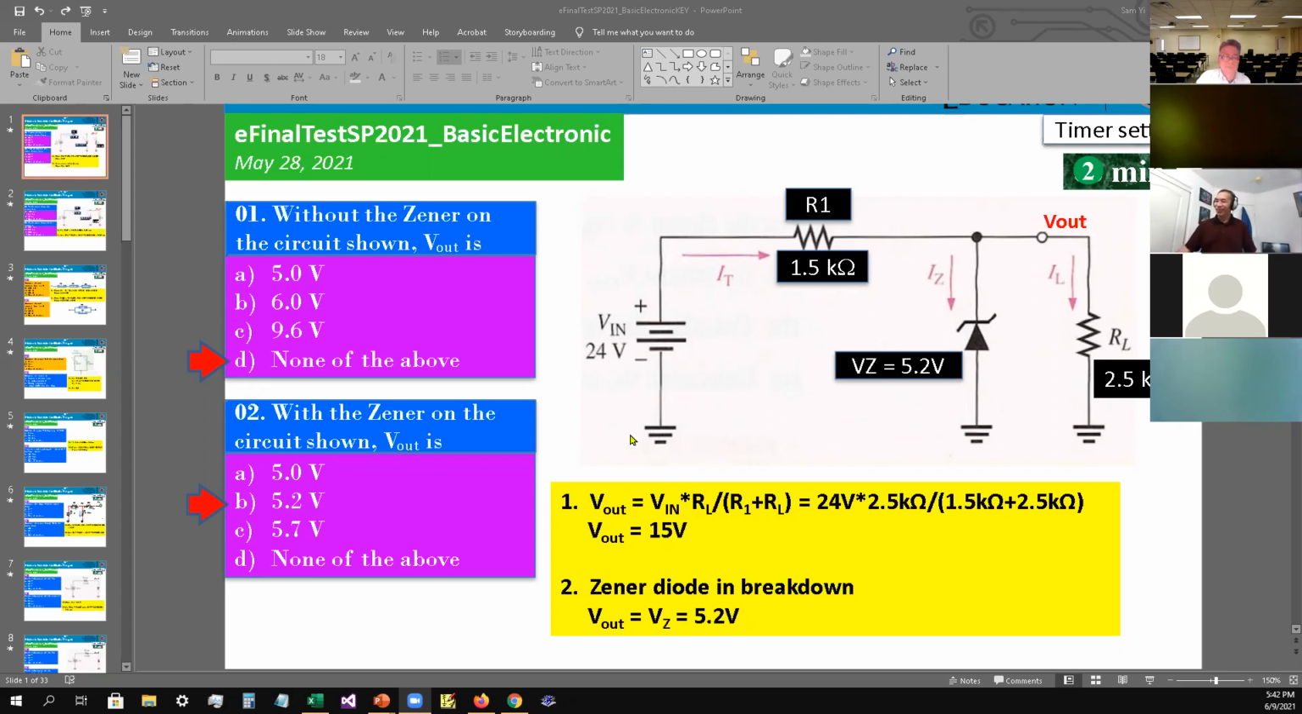Okay, question number 2. With the zener in the circuit shown, V out is... So if you look at the voltage, it goes through here. Right here would be 15 volts without the zener. So 15 volts here causes the zener to go into breakdown, and the voltage right here can only exist up to 5.2 volts. So the zener breaks down at this point. Therefore, V out equals the zener voltage, which is 5.2 volts. So the answer is B, as in boy, for number 2.